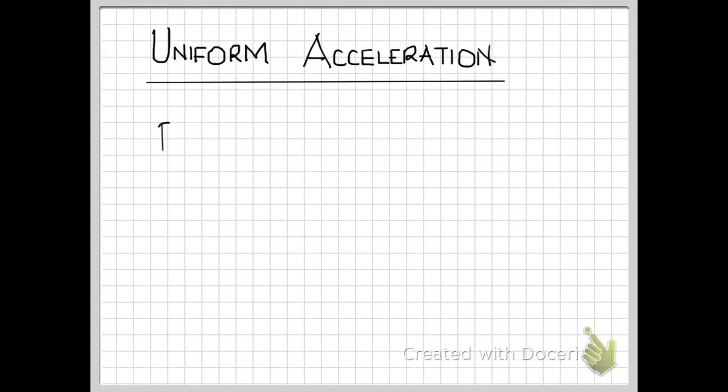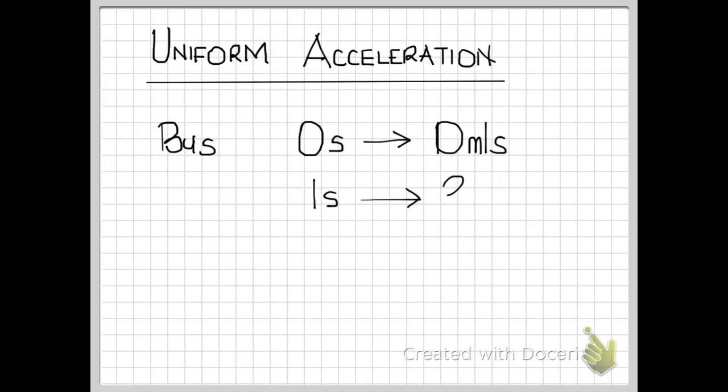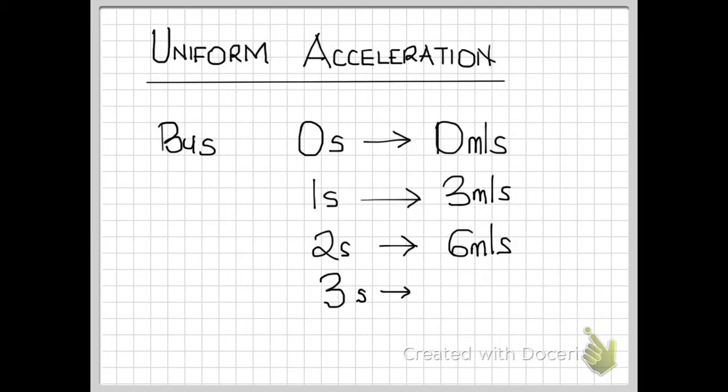So if we have a bus that is increasing in speed, let's say at 0 seconds that bus is at 0 meters per second. At 1 second, it increases to 3 meters per second. At 2 seconds, we have that it is at 6 meters per second. At 3 seconds, then we have 9 meters per second.